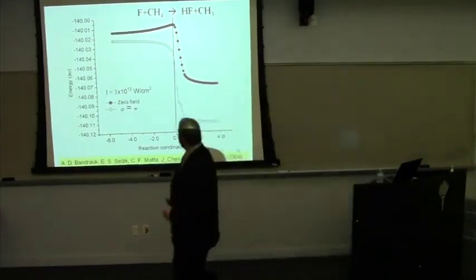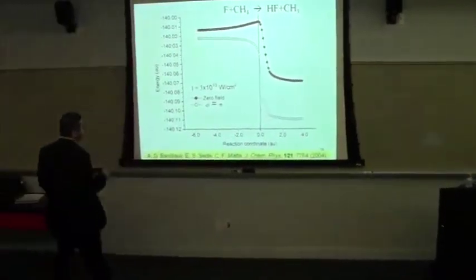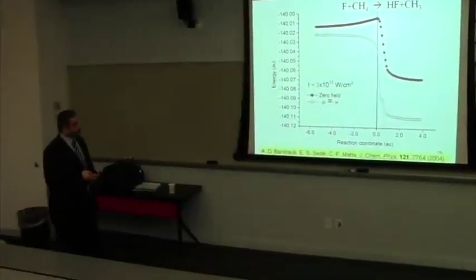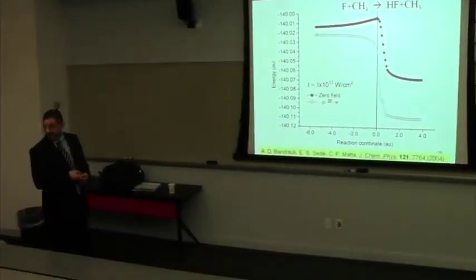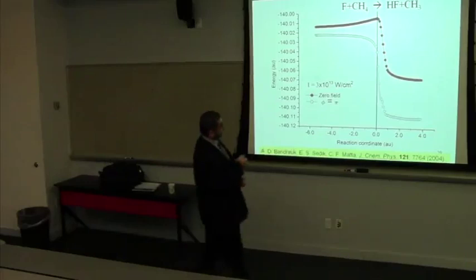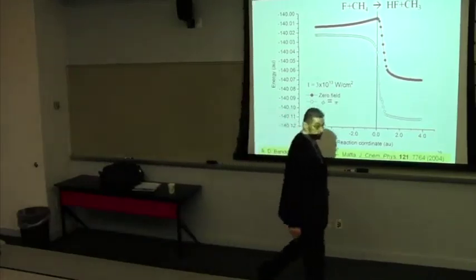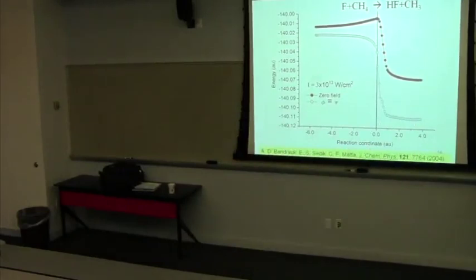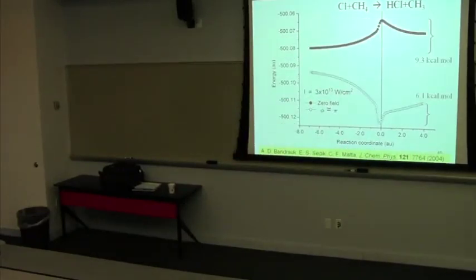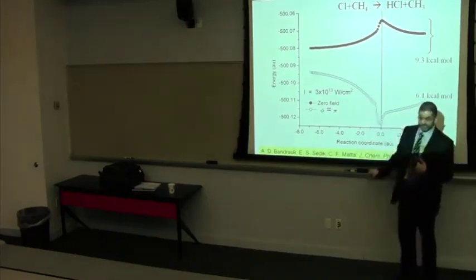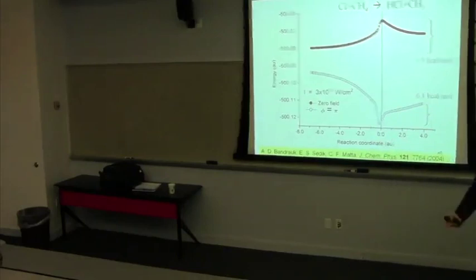So here, this is the next intensity, 3 times 10 to the 13, and the effect is even more marked. You see, it just goes zip into product. There's not even a hint of a barrier. And this is the result for the chlorine one. A significant bound state that could accommodate perhaps 1 or 2 vibrational levels.